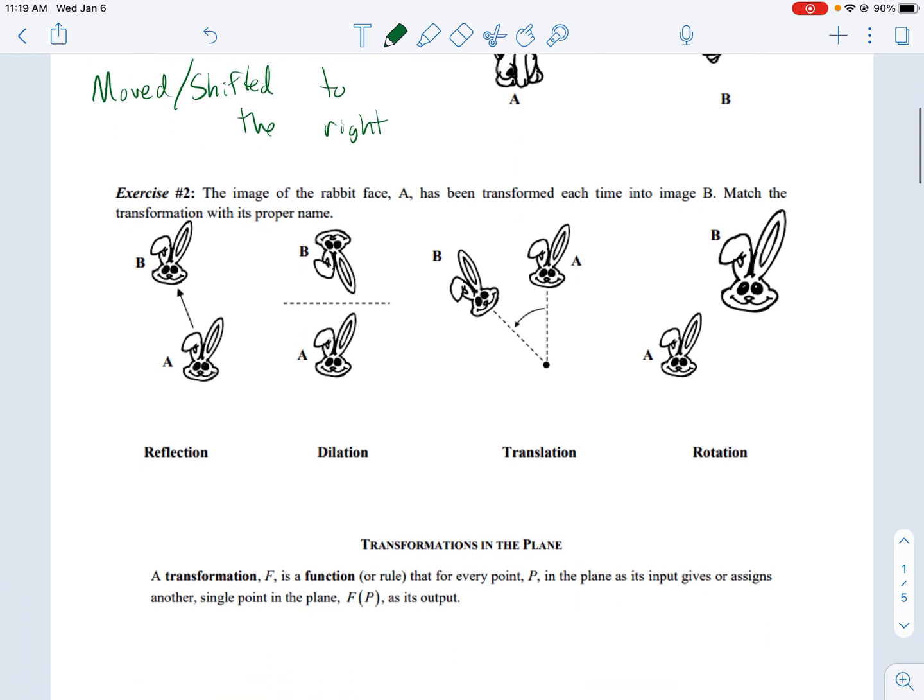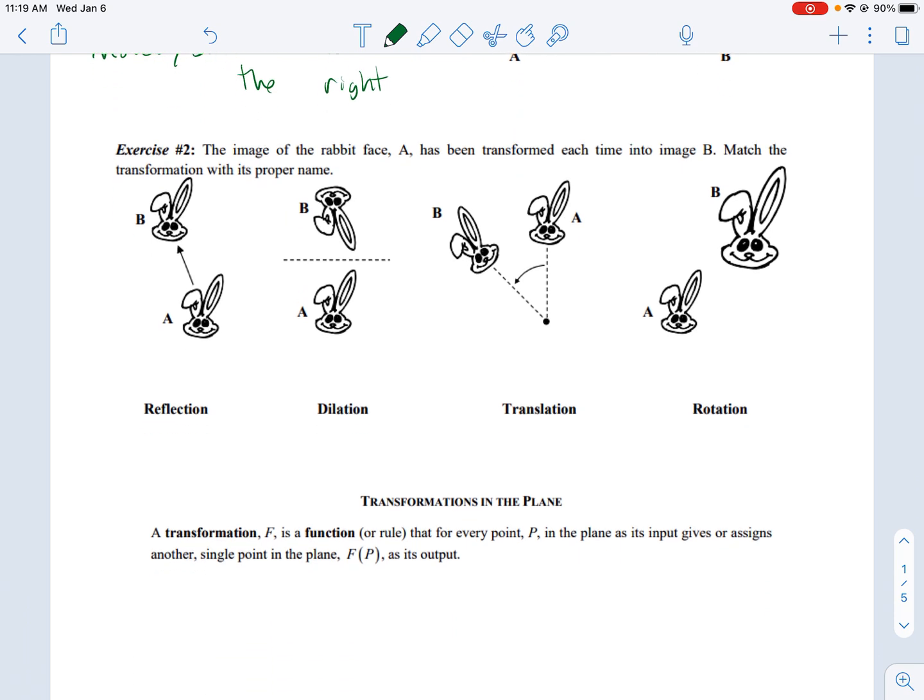Below, the image of the rabbit face A has been transformed each time to image B. Match the transformation with its proper name. Maybe take a second and pause and think about which of these you might remember. And if you didn't pause it, I'm just going to keep talking.